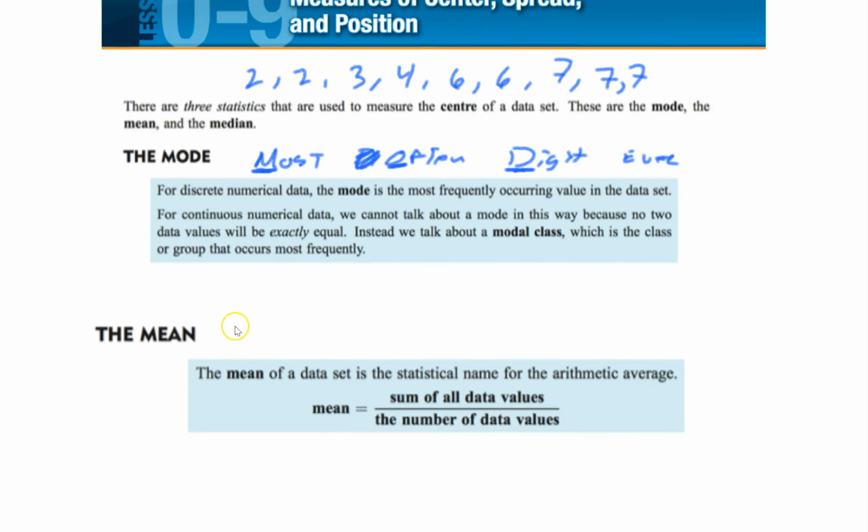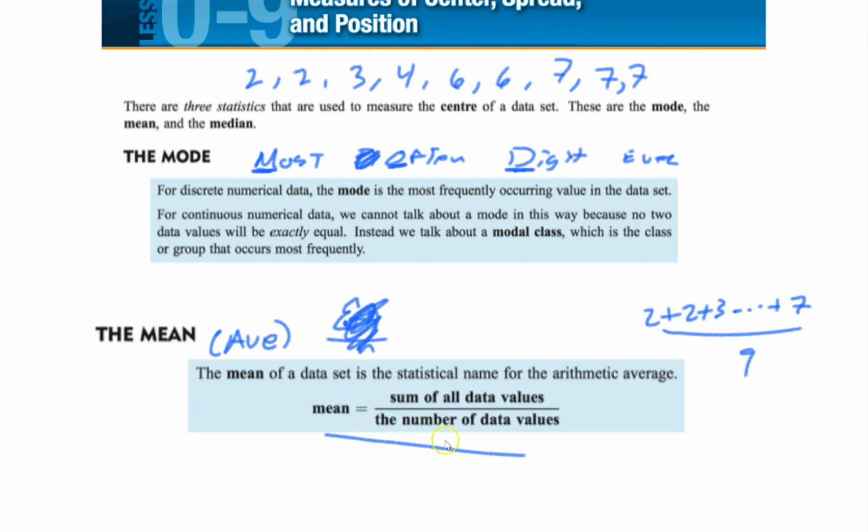Mean is another word for average. We should all know how to take the average, or the expected value, by the way, which is you add them up and divide by the total number. You add all of them up, sum, and divide by the total number. If I was doing that one right there, 2 plus 3 and so on, plus 7, divided by 1, 2, 3, 4, 5, 6, 7, 8, 9. Divide by 9. That's how I find the average, the mean: add them up, divide by your total number.